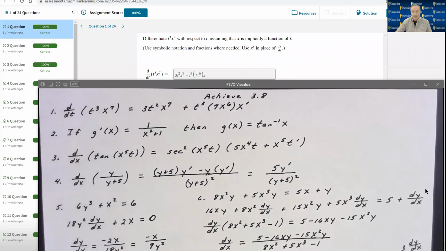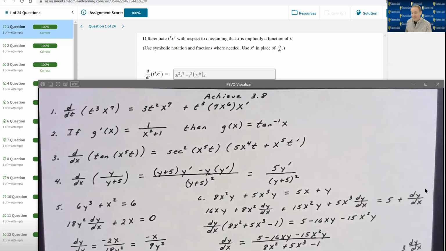In this section, we'll be looking at implicit differentiation in the Achieve 3.8. They start off by telling us a function is with respect to t, and that x is a variable that is in terms of t as well. So we're supposed to differentiate t cubed x to the seventh with respect to t, assuming that x is implicitly a function of t. We just don't know what it's equal to in terms of t.